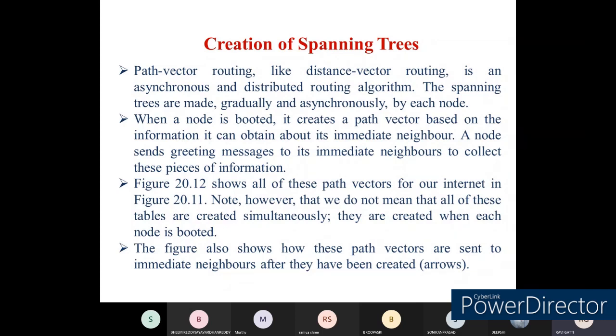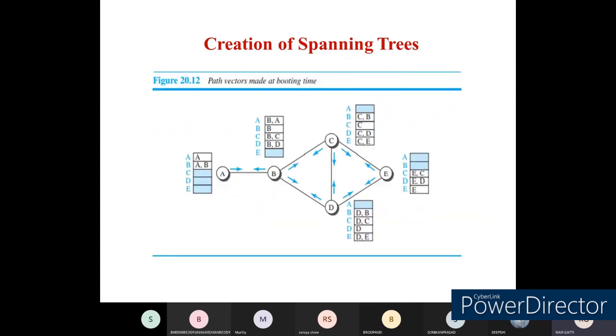After receiving the path vector from the neighboring node, each node updates its path vector by using an equation. What is that equation? We have used the Bellman-Ford equation. If you remember, we used the Bellman-Ford equation to find the minimum path between the source and destination if you have an intermediate node. By using it, we can create the best identified path between the source and destination, and based upon that we can create the path vector for each node.